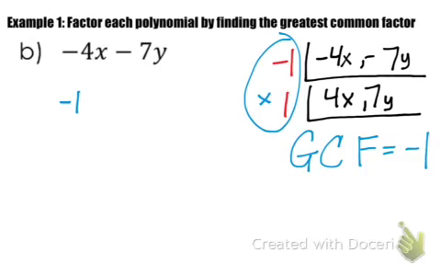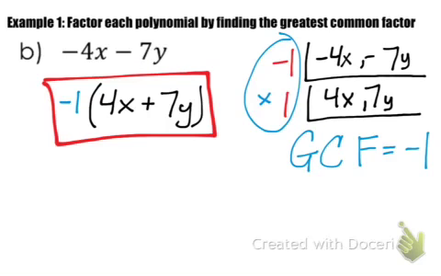So on the outside is negative 1, so when we divide negative 4x by negative 1, in parentheses, we're left with a 4x, and then negative 7y divided by negative 1 would be plus 7y. And this expression is completely factored.